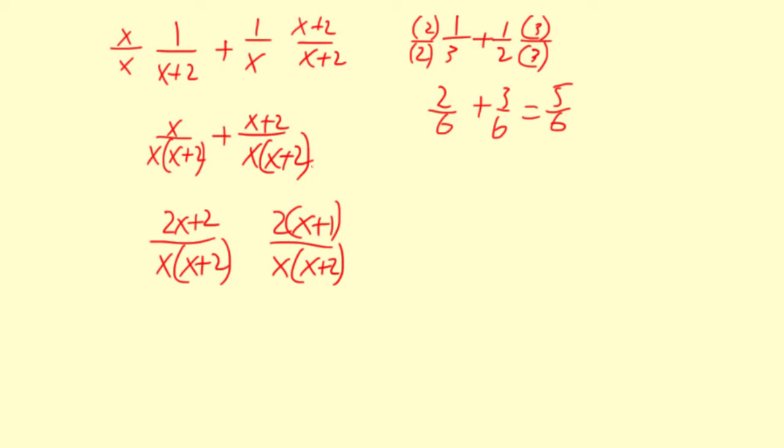You have to be very careful here, because it might be tempting to try and simplify this x plus 2 and x plus 2, but really that's not a common factor. It has to be a common factor for the entire numerator and denominator, and there are no common factors. So this is your solution for adding those rational expressions.